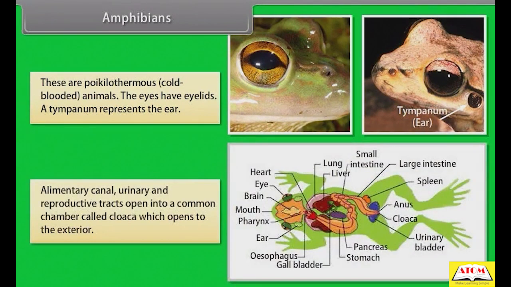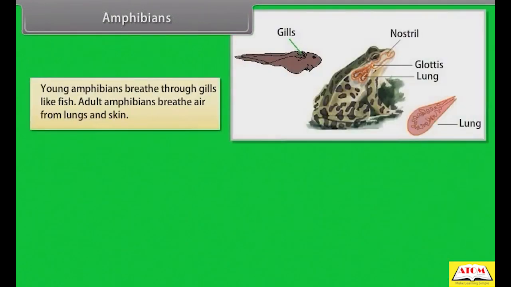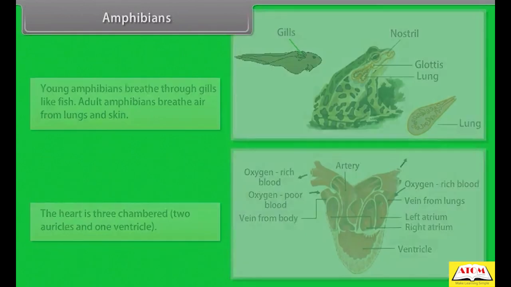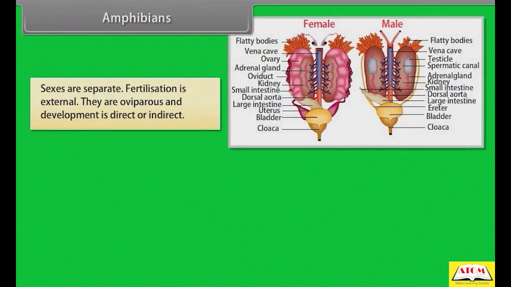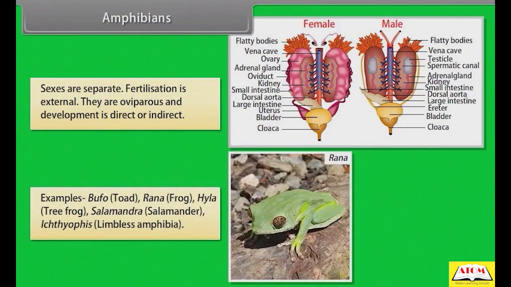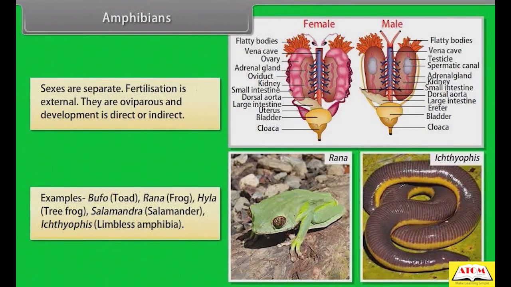Alimentary canal, urinary and reproductive tracts open into a common chamber called cloaca, which opens to the exterior. Young amphibians breathe through gills like fish. Adult amphibians breathe air from lungs and skin. The heart is 3-chambered, 2 auricles and 1 ventricle. Sexes are separate. Fertilization is external. They are oviparous and development is direct or indirect. Examples: Bufo, toad; Rana, frog; Hyla, tree frog; Salamandra, salamander; Ichthyophis, limbless amphibia.